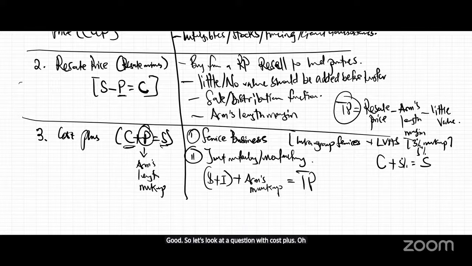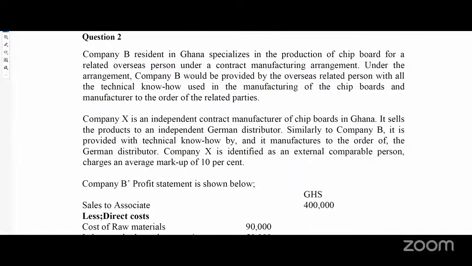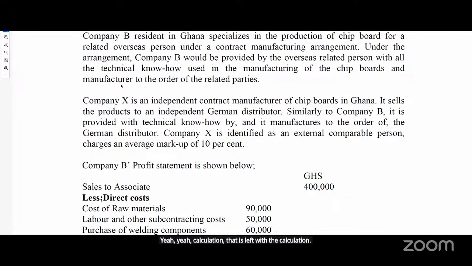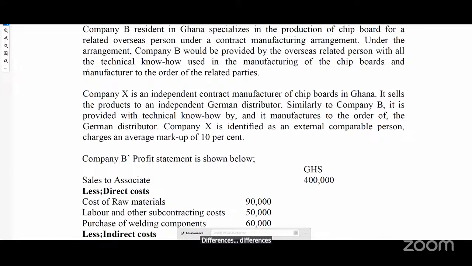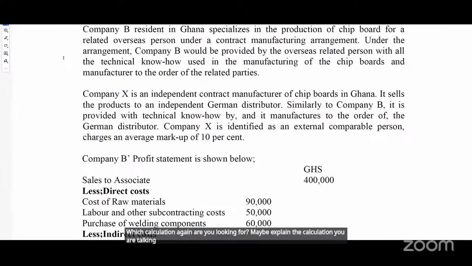Someone says it's left with the calculation. Which calculation again? Maybe explain the calculation you are talking about, because I don't understand the calculation you said is left. Which one?